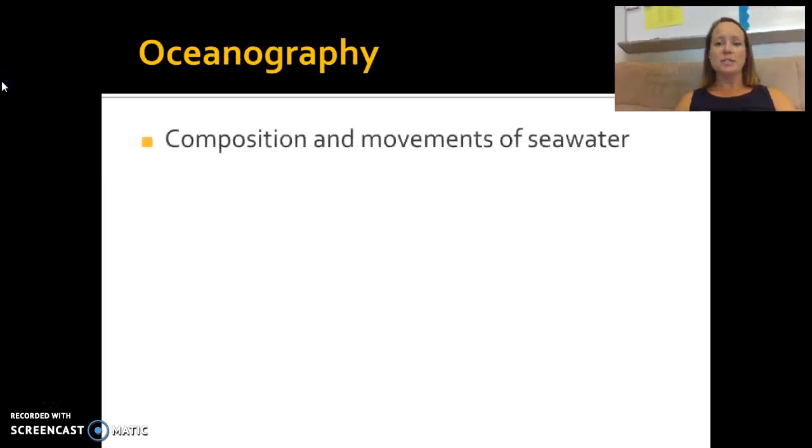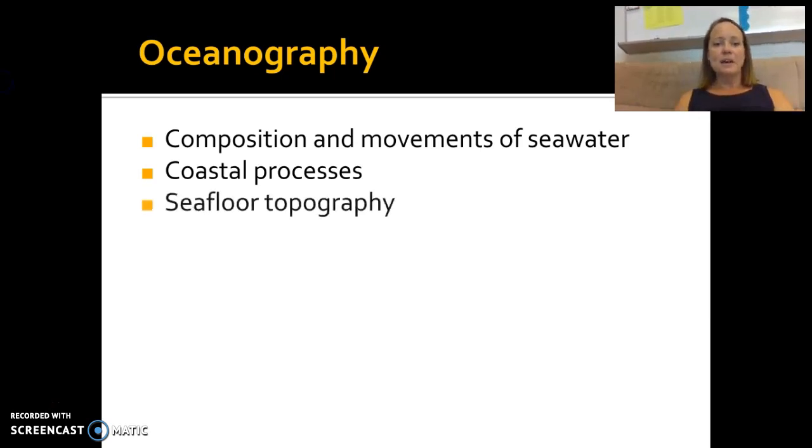Oceanography is the study of oceans. Some of the things that we will be looking at: the composition of seawater, why is the ocean salty, where does the salt come from? The movements of seawater, so that includes waves, currents, tides. We'll be looking at coastal processes, how waves erode and shape coastlines, why some coastlines are rocky, some are sandy. We will look at seafloor topography.